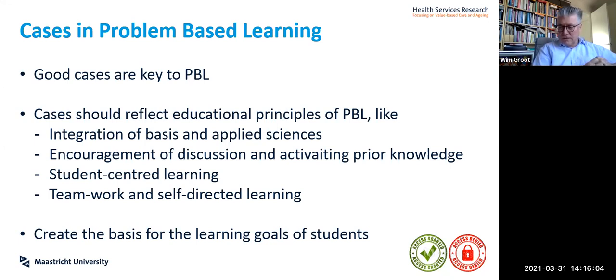Students then, based on the learning questions that they have, the learning goals that they have, start reading the literature or start searching in the literature to find answers to the learning goals that they have derived from the cases. So it should be the basis also for the learning goals of students and the self-directed learning when they go through the literature for the case. So that's, I think, the basic principles that you need to keep in mind when developing cases.